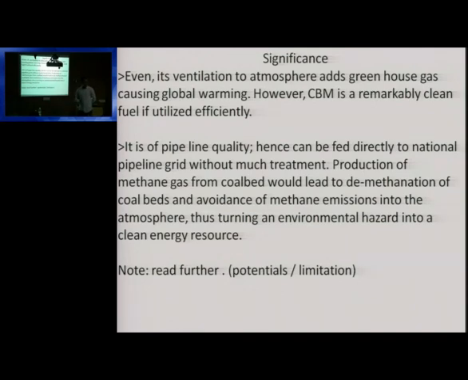Because of paucity of time, easiness of the subject, I have given here a note. You please read further the potentials and limitations about exploration in India. You will find it in Google or any other material, on government websites. It's very simple reading, very light reading, you will understand in 5 minutes. But here, it will just be a waste of time if I explain. So please read further about the potentials and limitations.